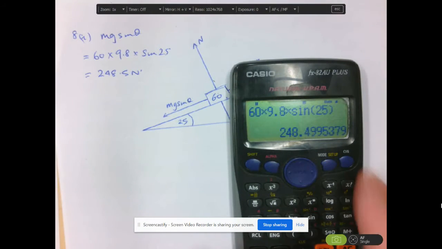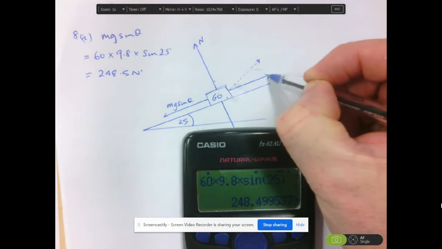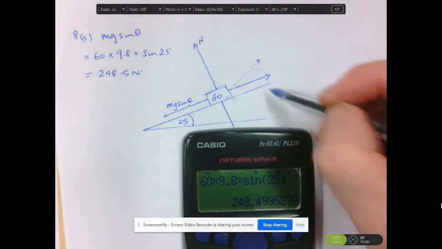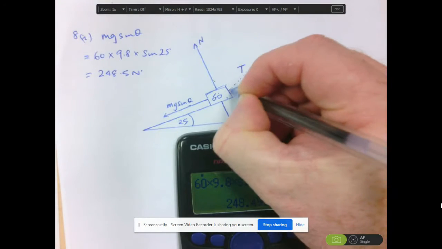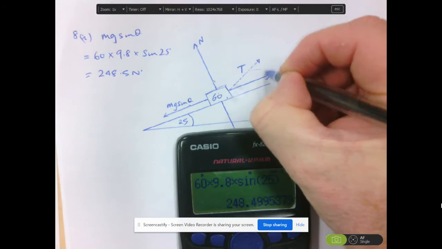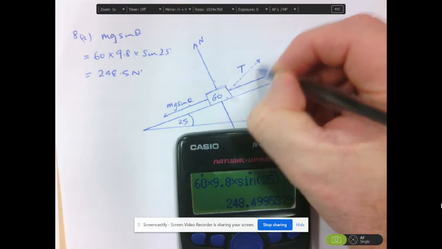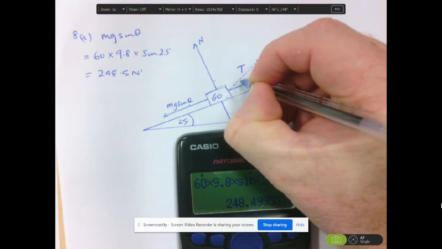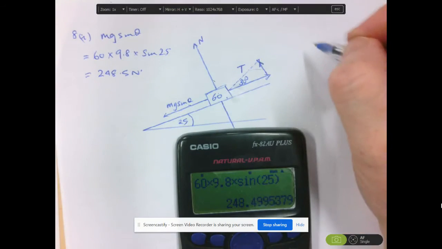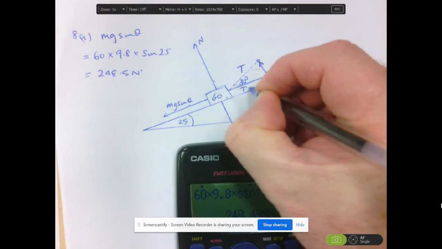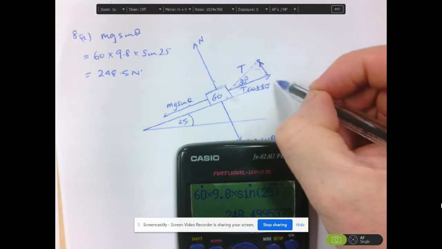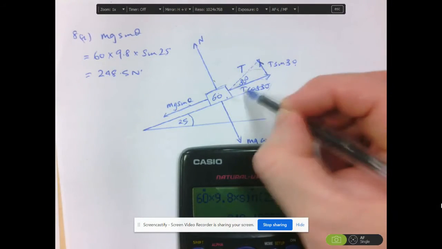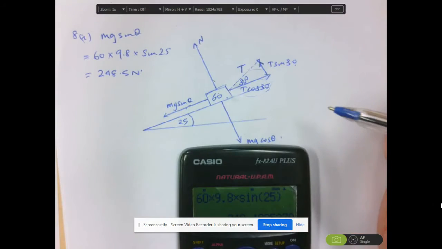The one up the plane is this one here. This is the one that must be equal to the one down the plane. So what is it? Well, this is the tensional force going up there. This tensional force can be resolved into this force and that force, where this angle in here, we're told, is 30 degrees. So this would be T cos 30, and this one would be T sine 30. So T cos 30, the tension times cos 30, must be equal to the force down the plane.